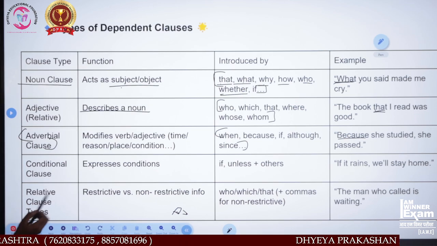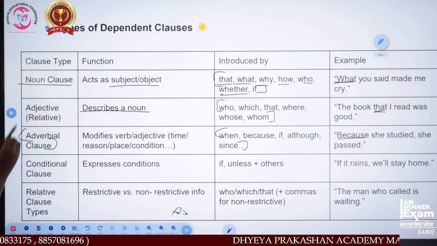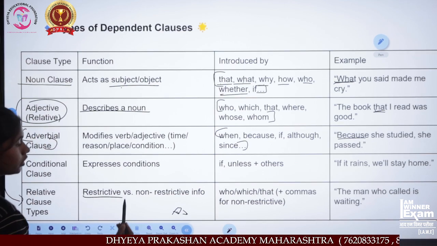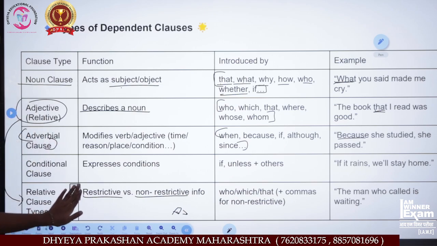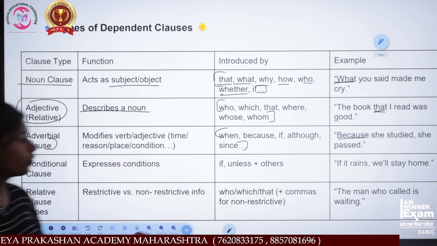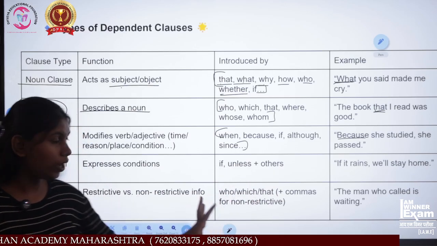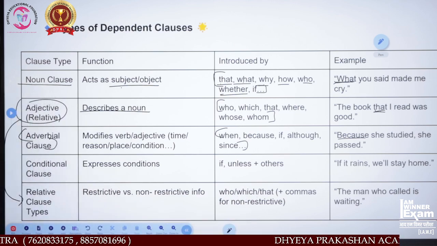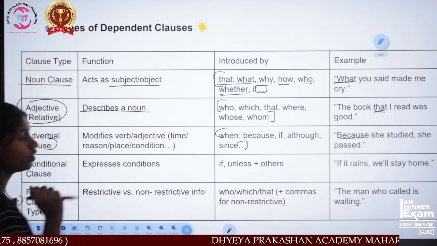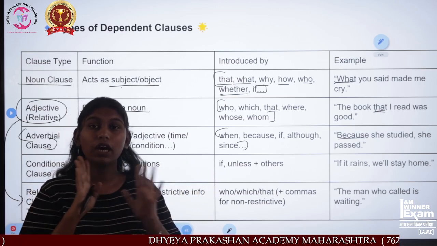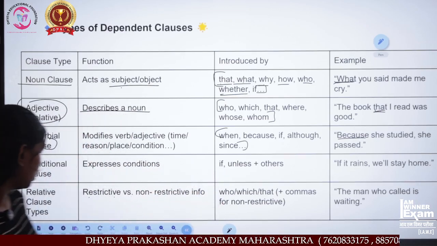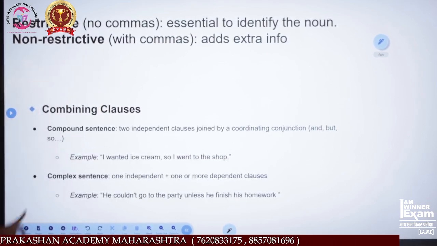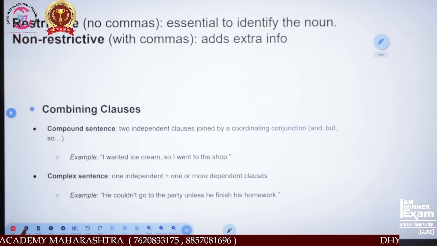The next, relative clause types. This is relative clause and the types of relative clause are given here, that is restrictive and non-restrictive. Here who, which, that are some words. How will you identify restrictive and non-restrictive? With the commas or without the commas. If the sentence contains commas, then it is non-restrictive, and when the sentence doesn't contain any comma, then it will be restrictive.